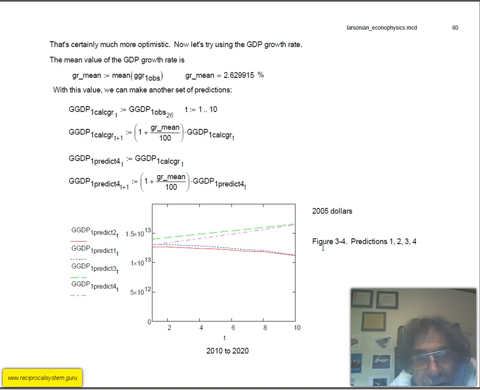The mean value of the GDP growth rate is GR underscore mean. So it's the mean value of GGR1 observed, and that comes up to being 2.629%. With this value, we can make another set of predictions. And so that gives you the 4th one. So a little bit less optimistic than the last one.